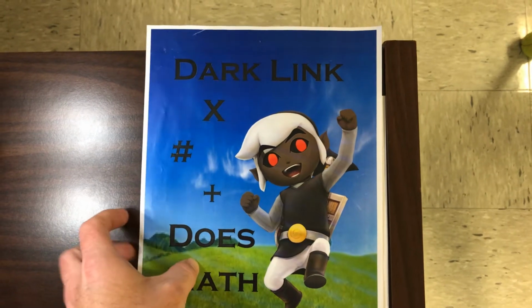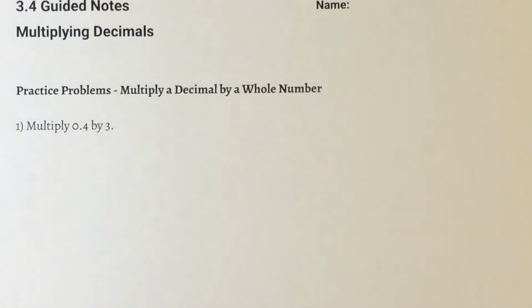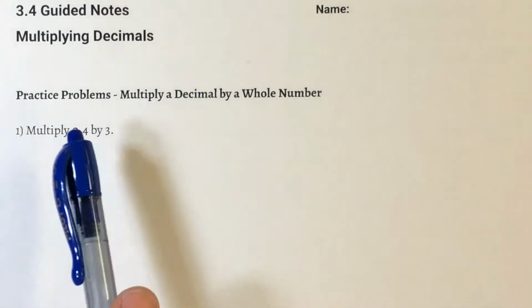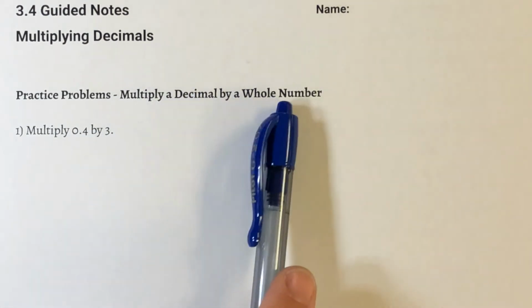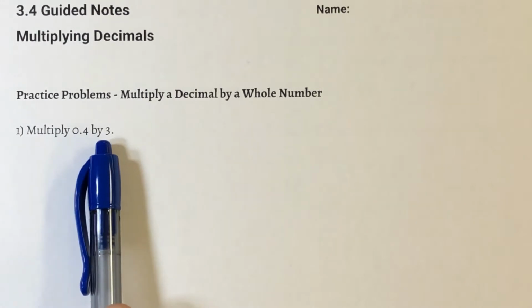So today, we're going to be going over lesson 3.4, multiplying decimals. So, our first example, we're going to be multiplying a decimal by a whole number. So we've got multiply 0.4 or 4/10 by 3.